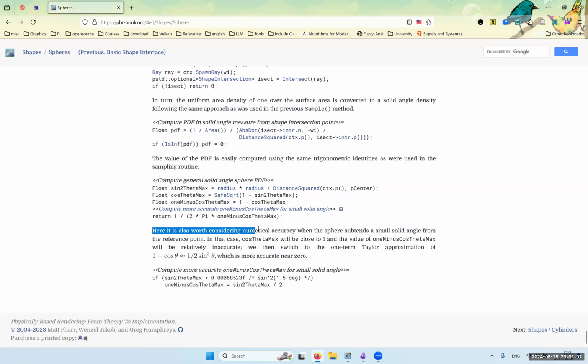Yeah, it's also worth mentioning numerical accuracy. For a small solid angle from the reference point, we have the same problem. So again, they use Taylor expansion, which is more accurate near zero. All right, this is the whole chapter.